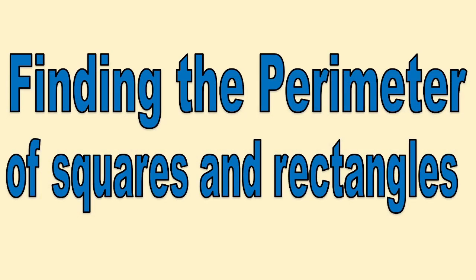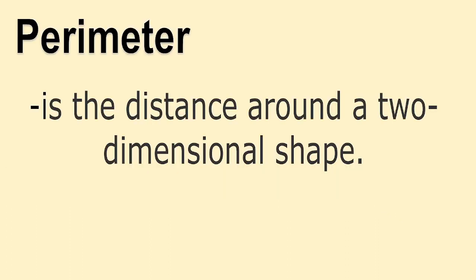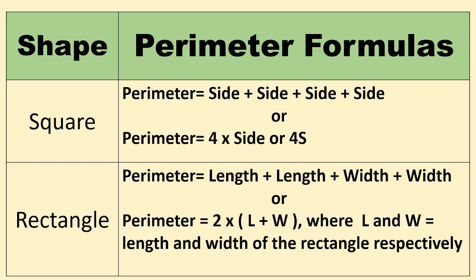Today, you are going to learn about finding the perimeter of squares and rectangles. Perimeter is the distance around a two-dimensional shape. I have here the perimeter formulas of square and rectangle.